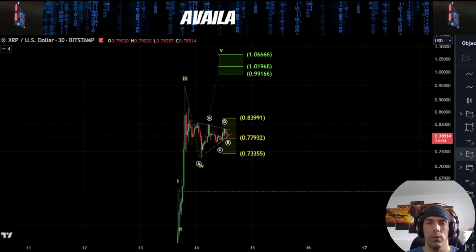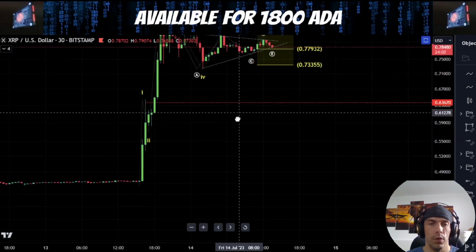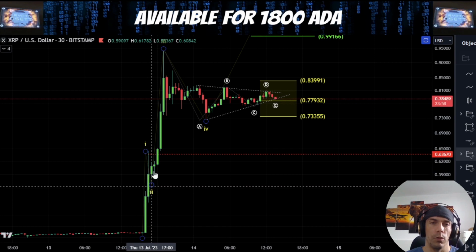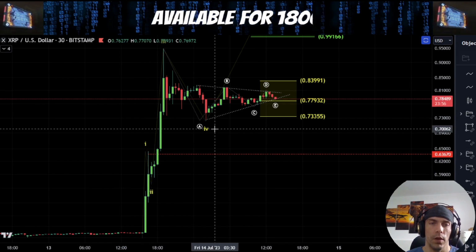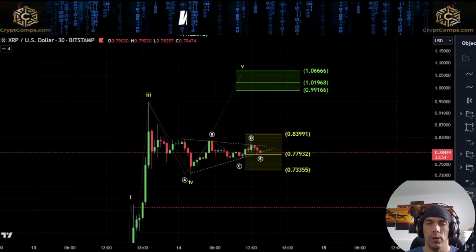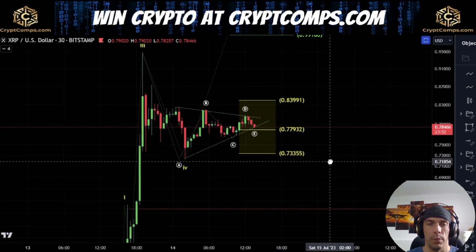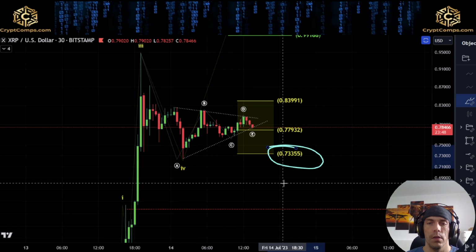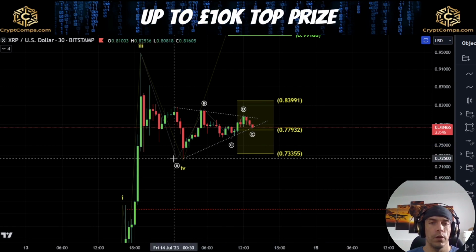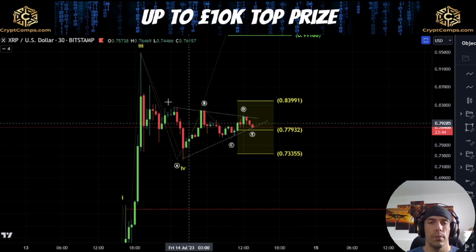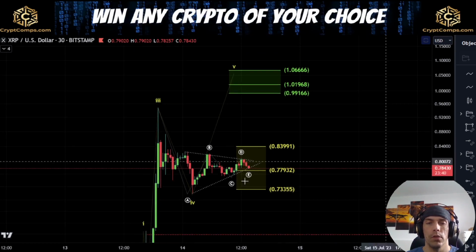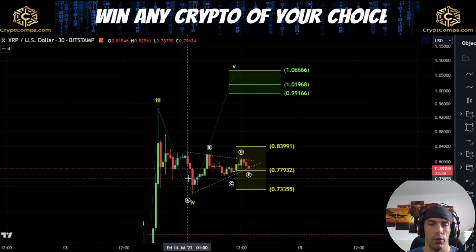So if we do turn this on now, what I'm looking for within this structure is that potentially this could be 1, 2, this is our 3rd wave here. Looking at this as a 4th, what we'd want to see is a 5th wave to the upside. So we have held this target box so far, the 73.35. If we start to lose this zone, it becomes less likely that this is going to be a 4th wave here.